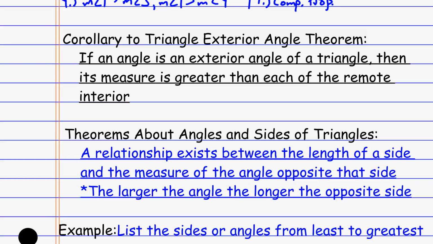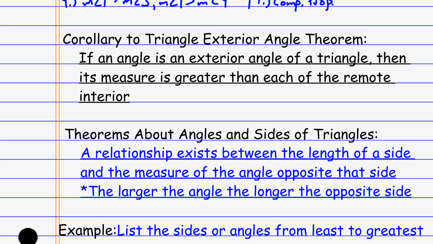And so there's a relationship that exists in terms of these lengths and these angle measurements that correspond in terms of size, all right? So the largest angle is always across from the largest side. The smallest angle is always across from the smallest side. The angle that's the middle measurement is always across from the side that has the middle measurement, okay?